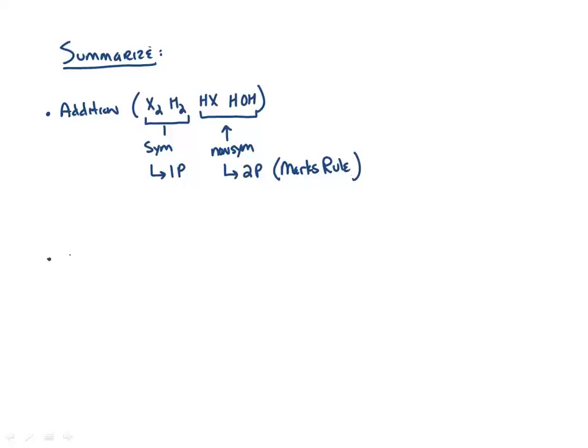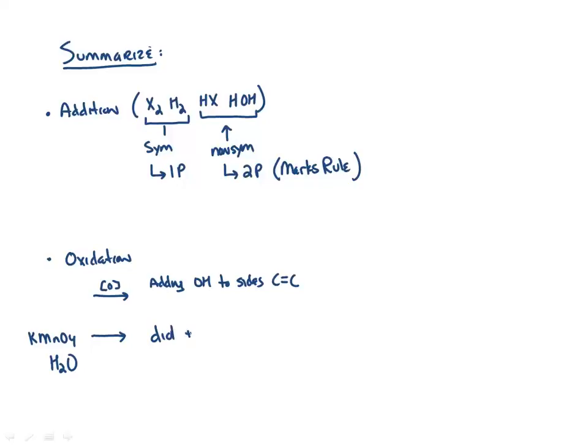And we also learned that we can do an oxidation, meaning if we see this arrow, and here we think of this as simply adding OHs to both sides. And we learned very specifically that if I have KMnO4 and water, that again I get a diol, plus I have to remember the MnO2 plus the KOH, and I want to remember that one is purple and one is a brown precipitate.